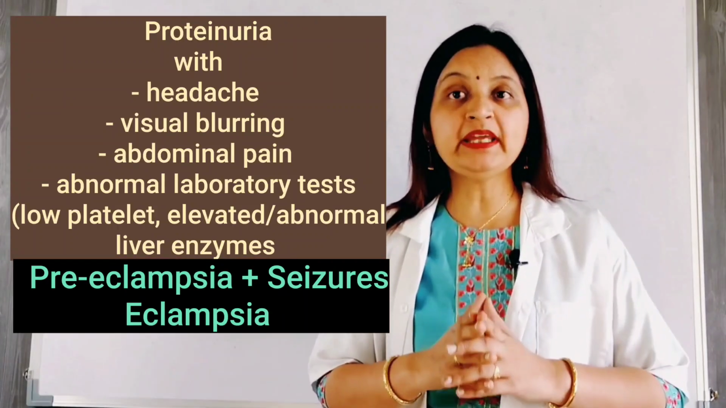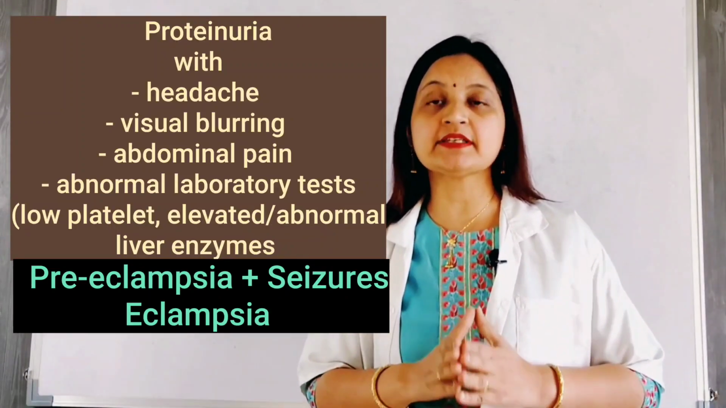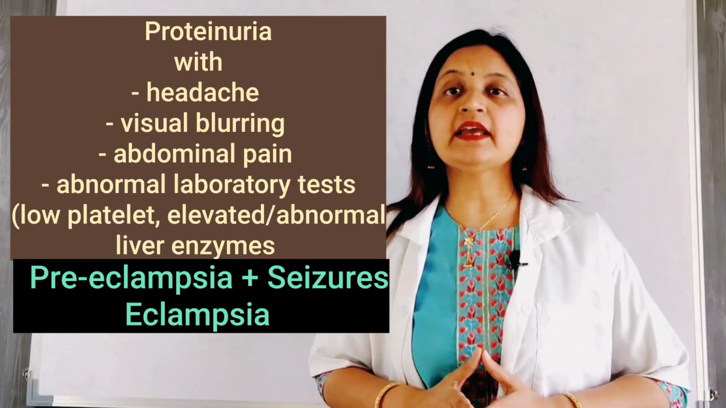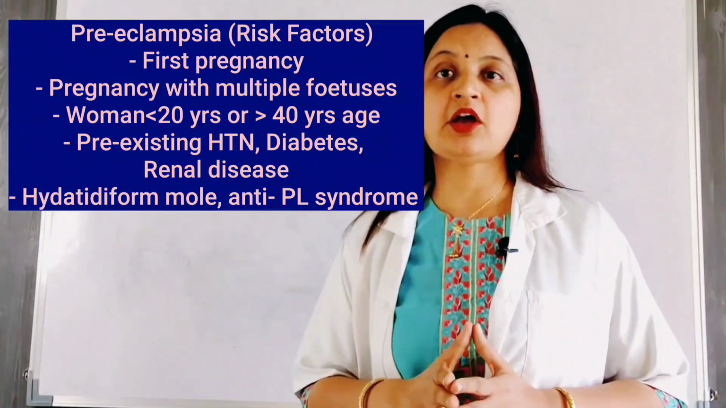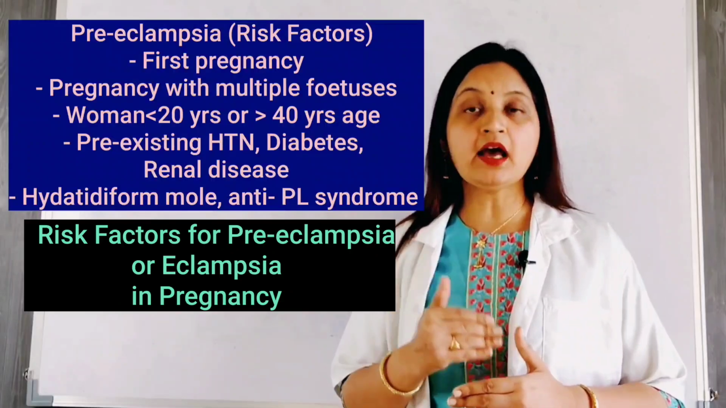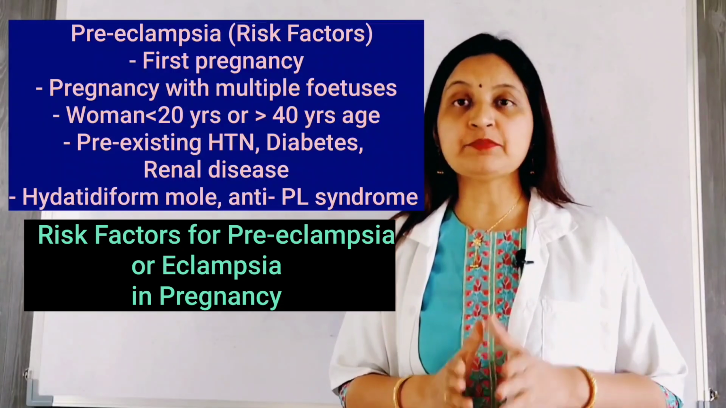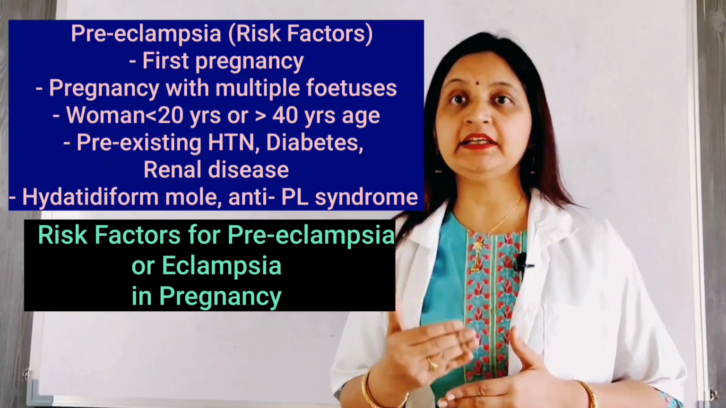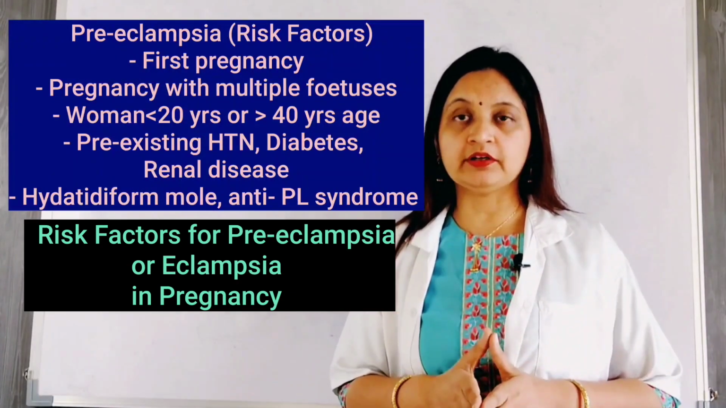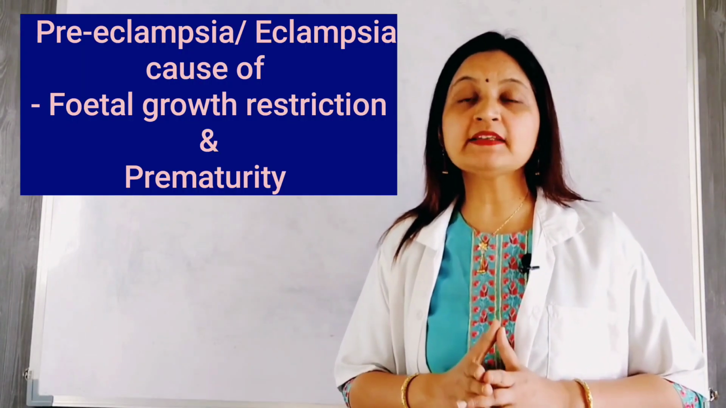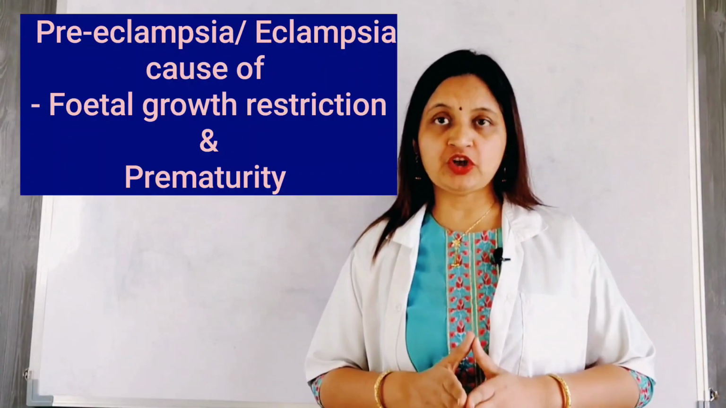Now do remember that if preeclampsia is associated with seizures or convulsions, it is termed eclampsia. Both preeclampsia and eclampsia occur in first pregnancy or in pregnancies with multiple fetuses or in pregnant women who are younger than 20 years of age or older than 40 years of age, or if there is pre-existing hypertension, diabetes, kidney disease, hydatidiform mole, antiphospholipid syndrome and so on. This condition can cause placental insufficiency leading to fetal growth restriction and is a common cause of prematurity.